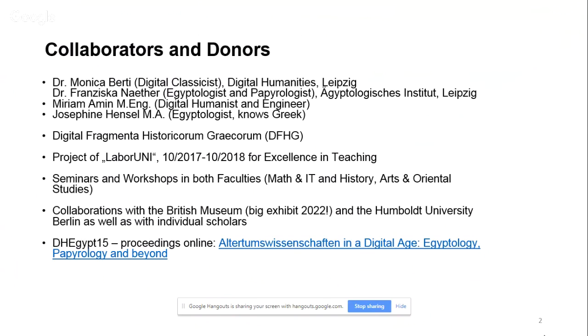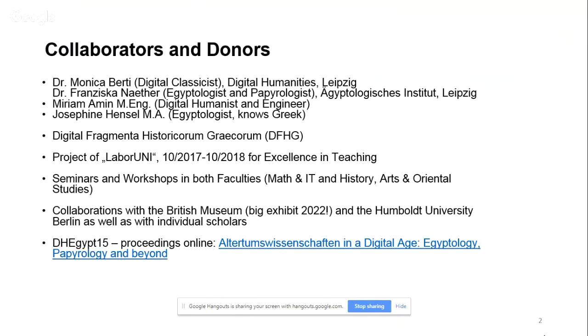And so this is both a research and a teaching project, and this is the reason why we have been organizing different seminars and workshops, not only with colleagues, but also with students in digital humanities, Egyptology, classics, and computer science, to see really how they can work together.